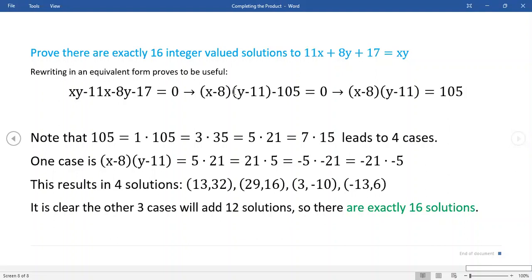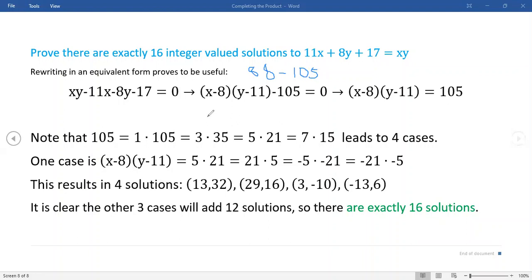But what happens is that throws out another term. Let me mark that in here. What's really going on here is you have minus 8 times minus 11, which is 88. And so the constant term here would be plus 88. But notice that when you subtract 105, we still have equivalency here.